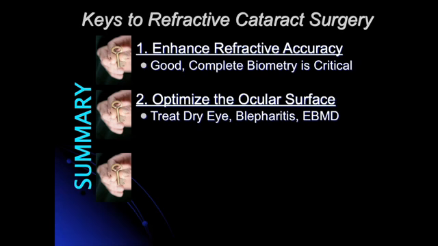So in summary, my keys for refractive cataract surgery were enhancing refractive accuracy, probably the most important thing. If I can really get close to Plano, both sphere and cylinder, these patients are going to be very happy. And the key to that is obviously accurate biometry and accurate calculations with Holladay 2. I want to optimize the ocular surface, treat dry eye, blepharitis, EBMD. Remember, if they have dry eye and I tell them before surgery that you have a little bit of dry eye, it may become worse after surgery. Well, now I'm a genius for predicting it. But if I never said you had dry eye, even if you're borderline and now post-op you have it, guess what? It's my fault for causing your dry eye.